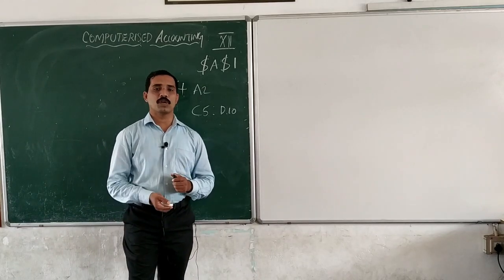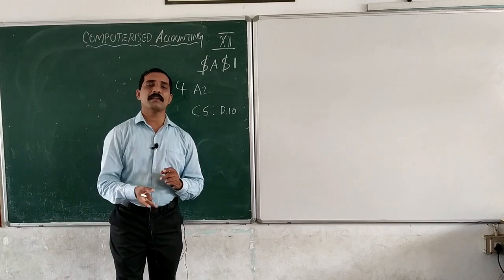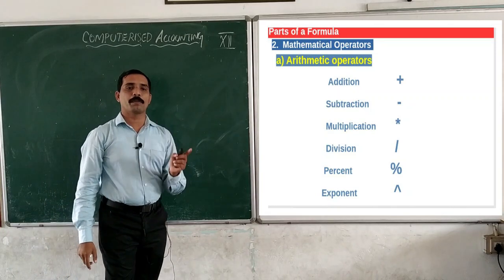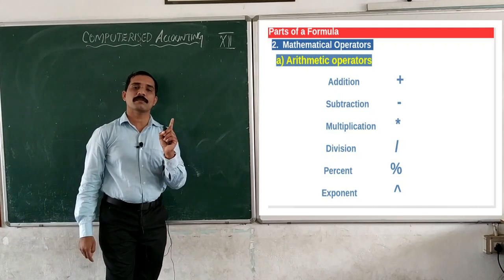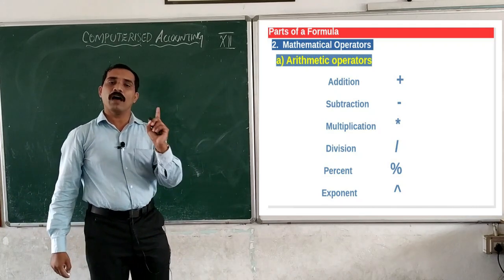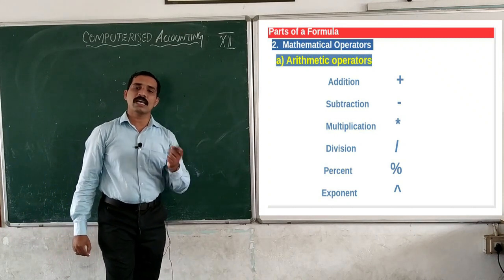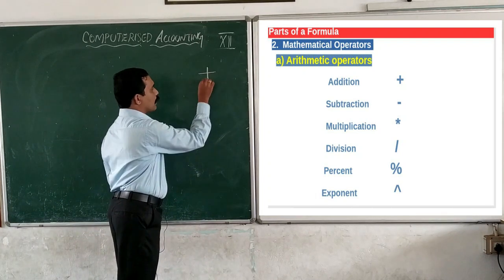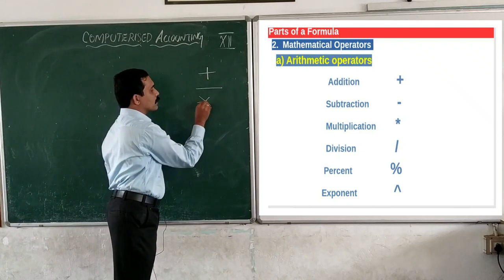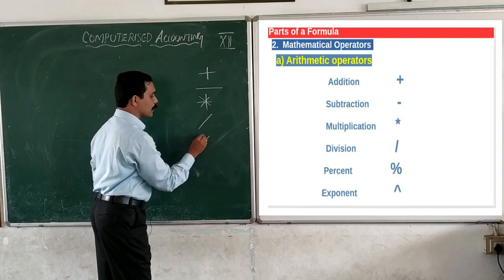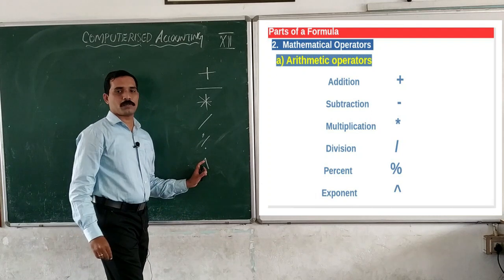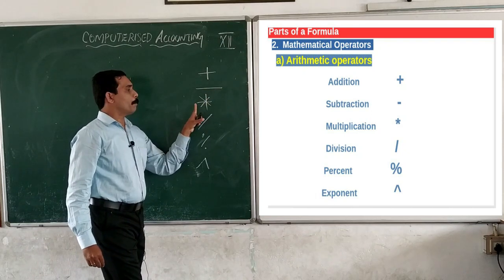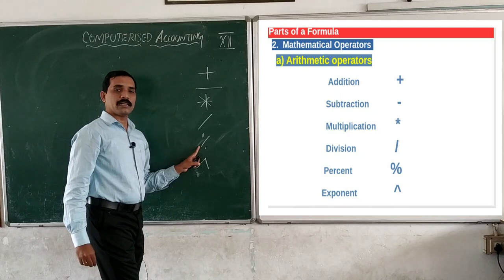Then the next one, what is it? Parts of formulas. The first one was cell reference. The second part of formula is what? Mathematical operators. The first mathematical operators are arithmetic operators. Some of the examples of arithmetic operators are addition, subtraction, multiplication, division, percentage, and this one is used for exponents. These are the arithmetic operators: addition, subtraction, multiplication, division, percent and exponent.